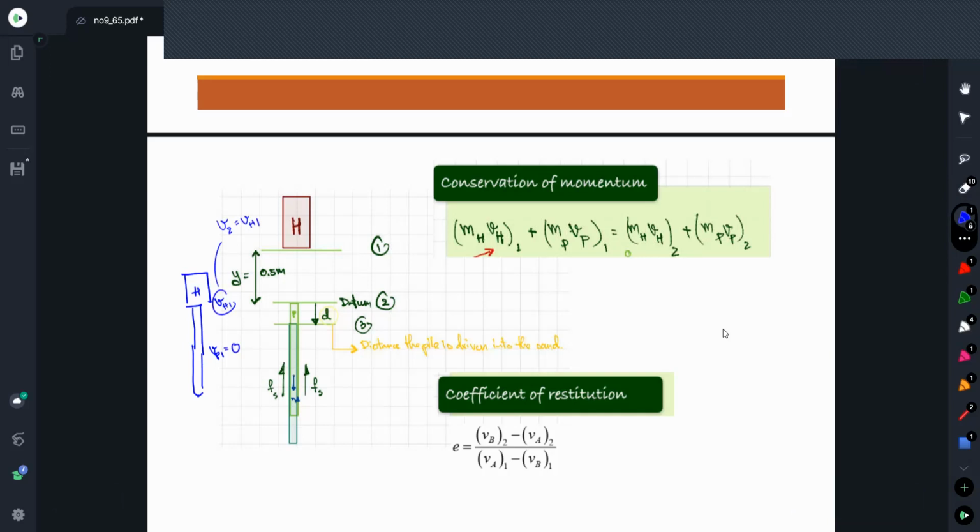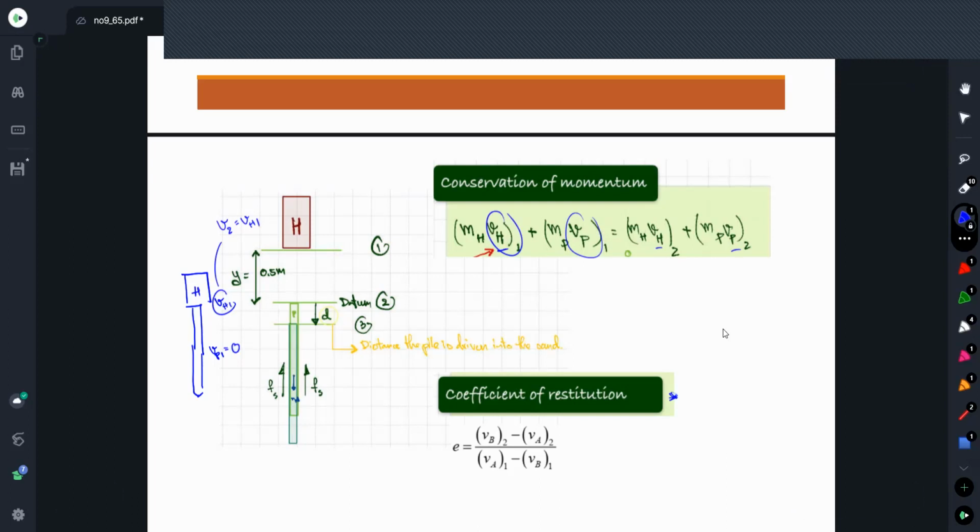So then we apply the conservation of momentum. You see from this equation, VH1 we already know from the previous step, and VP1 we already know, but VH2 and VP2 are unknown. In this case, we have only one equation but two unknowns, so we have to use an additional equation, that is the coefficient of restitution.